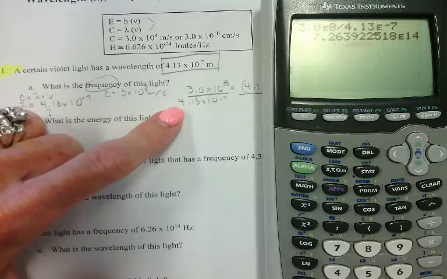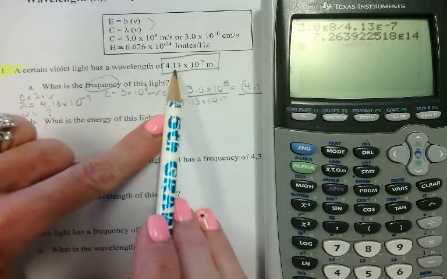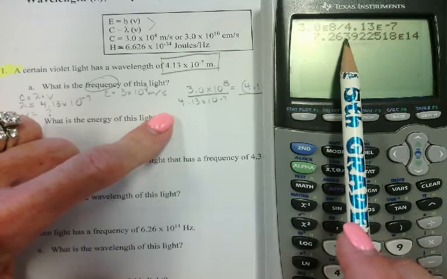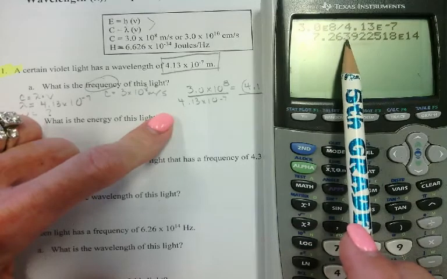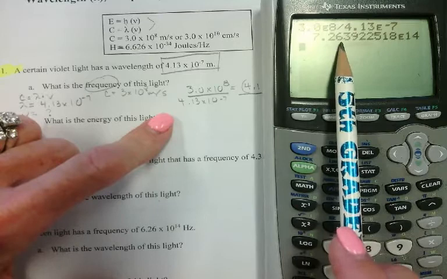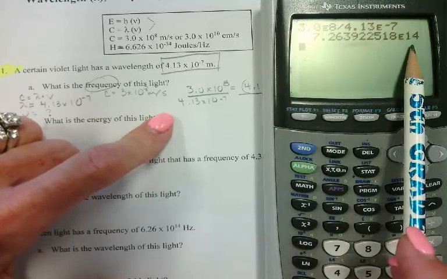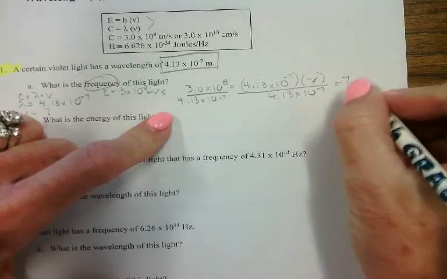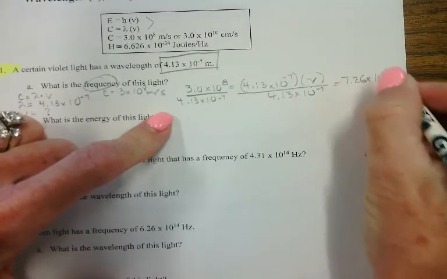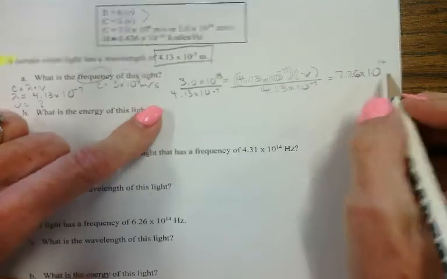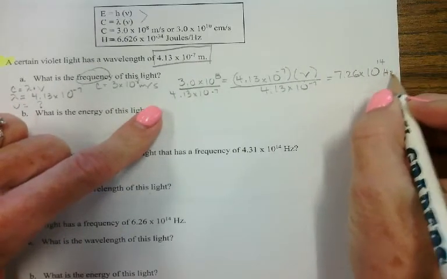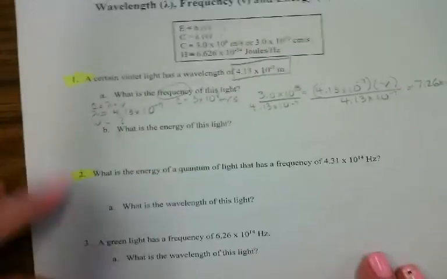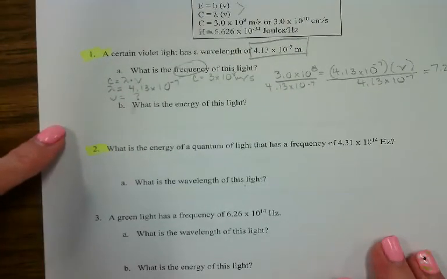So, 7.26. Well, let's see, there's 3 sig figs here, so I need 3 sig figs here. 1, 2, 3. That 3 that's next to the 6 doesn't round the 6 up. So it's going to be 7.26. My exponent is 14. 7.26 times 10 to the 14th. Frequency is hertz, or S to the minus 1, your choice. Okay, what is the energy of this light?